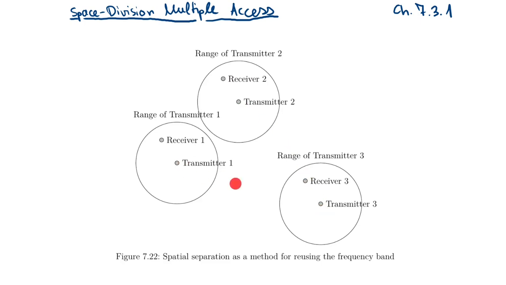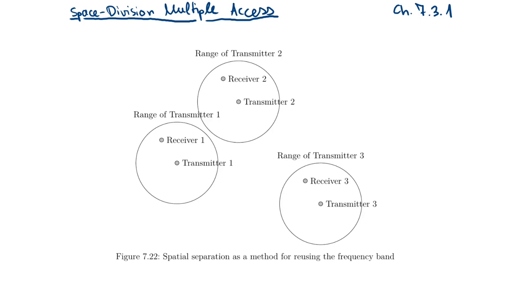far away from each other that they do not interfere. So a receiver here only receives the transmission of transmitter 1, but does not receive the transmissions of the other transmitters. And this is a very easy implementation of multiple access. So each transmitter can use the same frequency, and all the transmitters won't interfere with each other. This works in many situations.